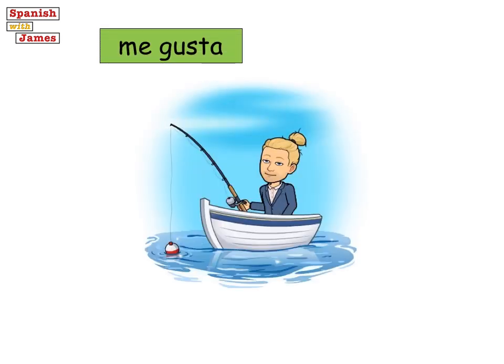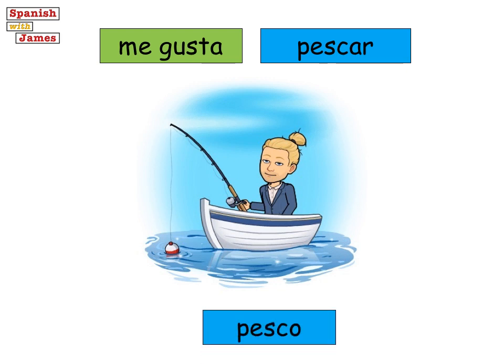En mi tiempo libre me gusta pescar. Me gusta pescar. So pescar is our infinitive verb to fish. So we'd probably say I like to go fishing. In Spanish you just say I like to fish. Me gusta pescar. Again, if we take off the AR and put an O, pesco, I fish. So en mi tiempo libre pesco. In my free time, I fish or I go fishing.